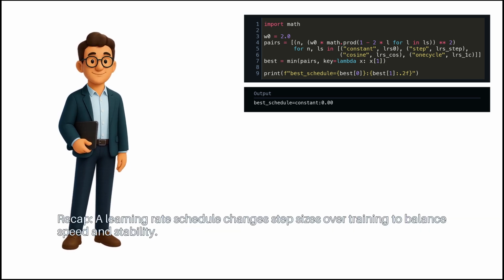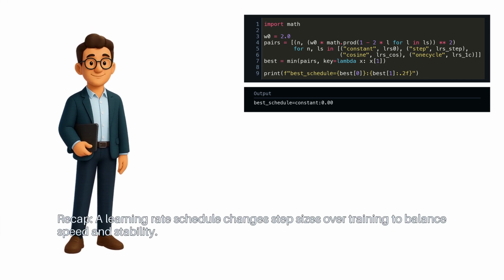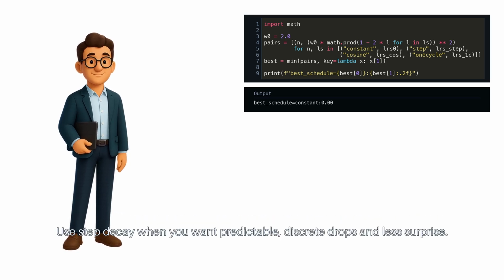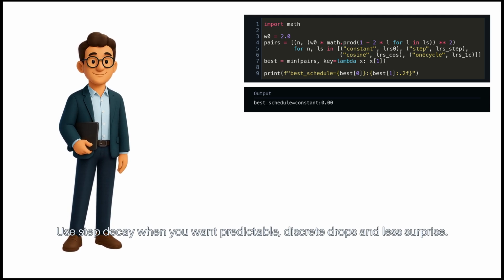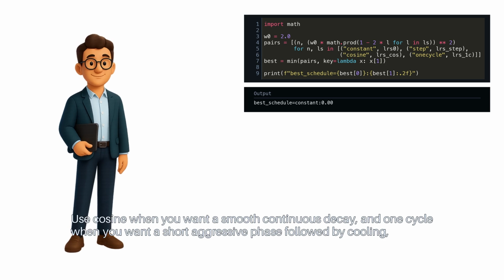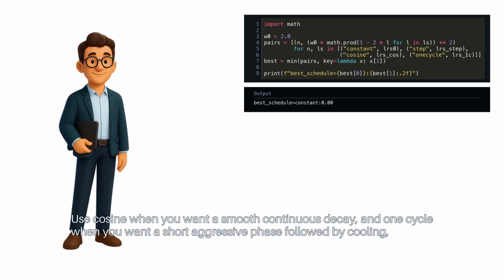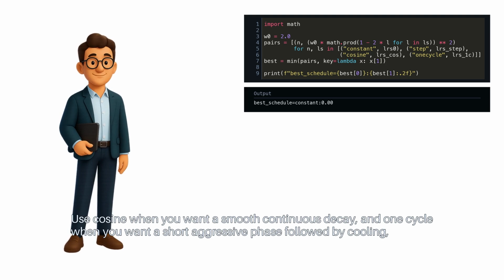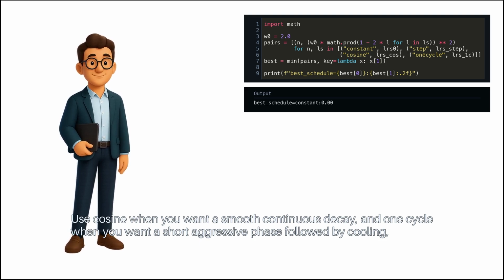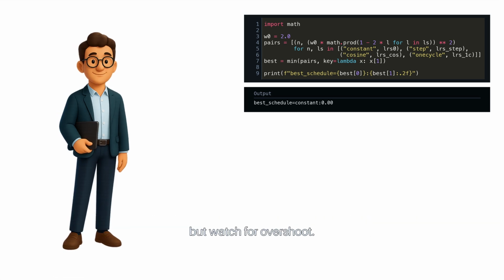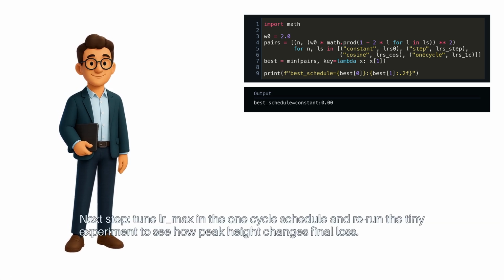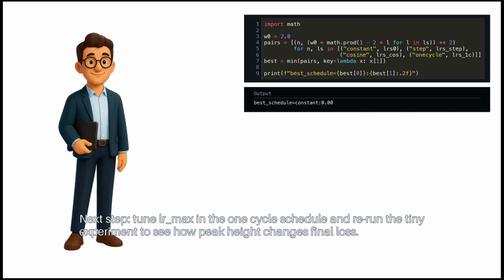Recap: a learning rate schedule changes step sizes over training to balance speed and stability. Use step decay when you want predictable, discrete drops and less surprise. Use cosine when you want a smooth, continuous decay, and one cycle when you want a short, aggressive phase followed by cooling. But watch for overshoot. Next step: tune LR max in the one-cycle schedule and rerun the tiny experiment to see how peak height changes final loss.